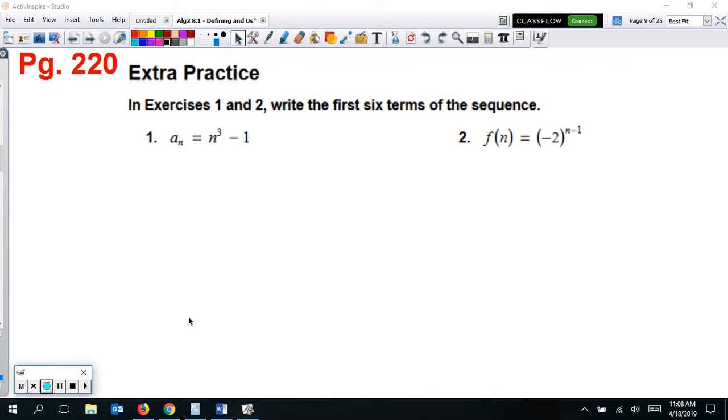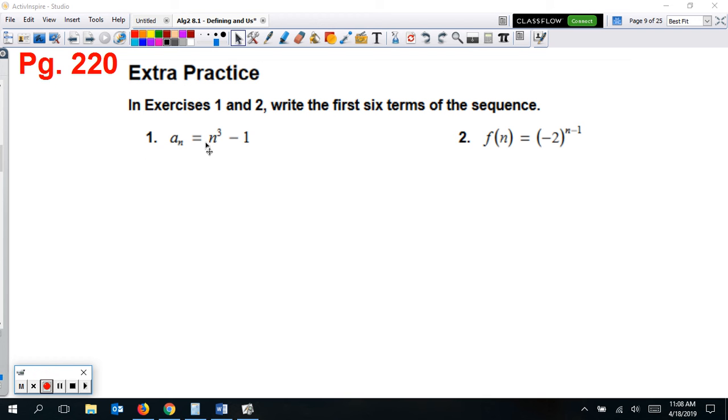Okay, so for our first 2 problems on the extra practice, we go to page 220. You'll turn the page over. We're going to write the first 6 terms of the sequence, and here's what we call the rule. This is our rule for the sequence.